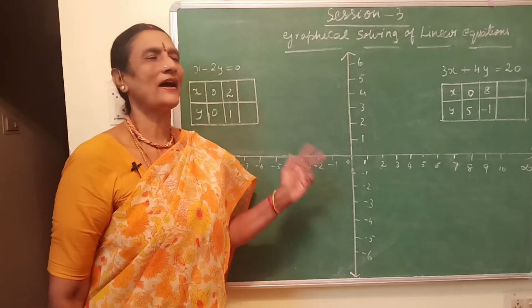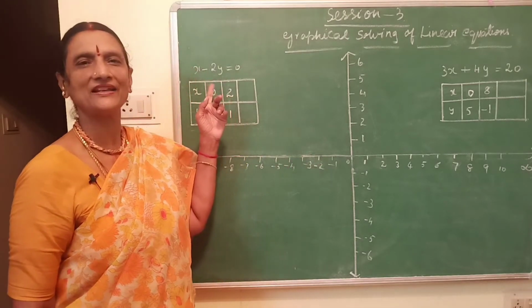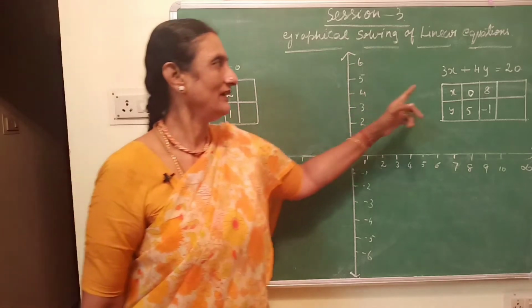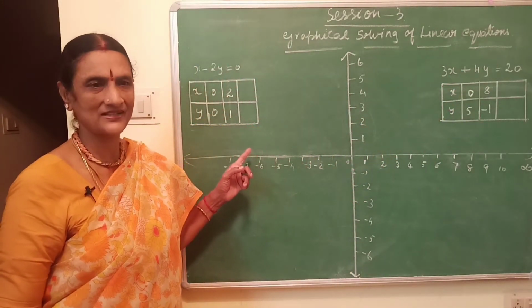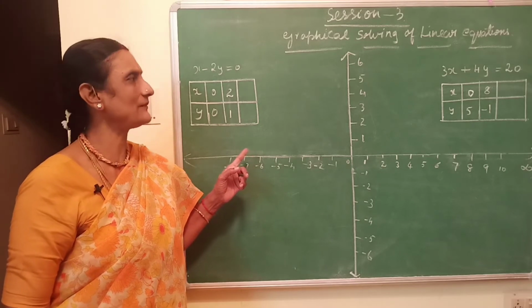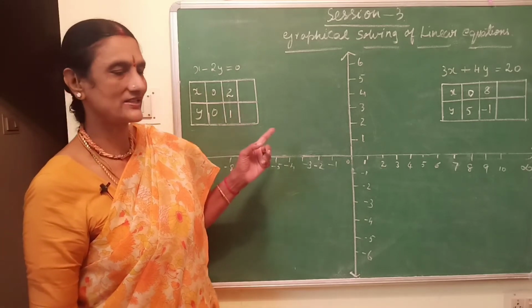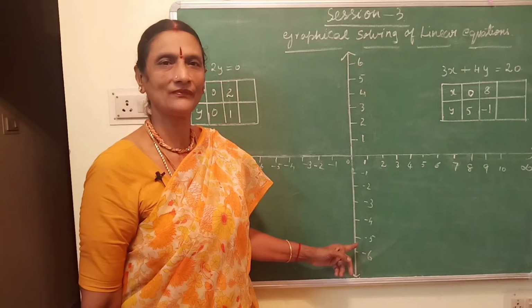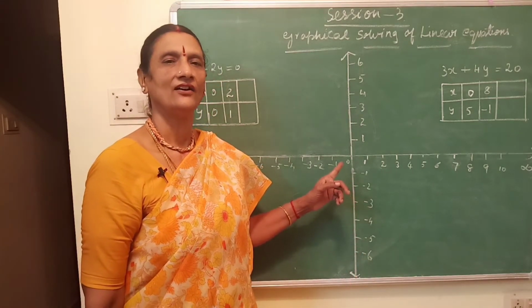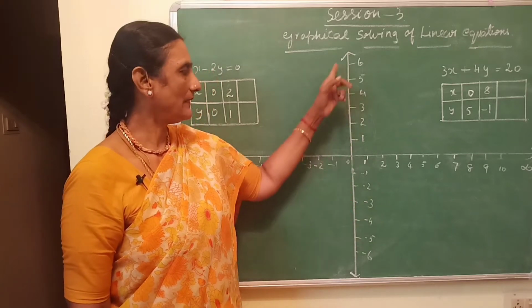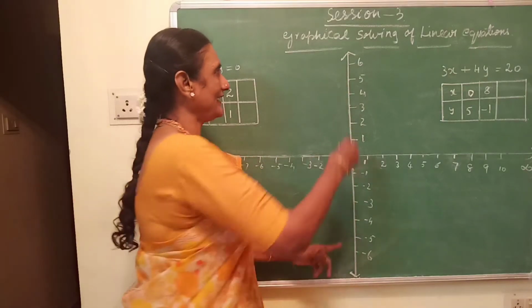Now I have taken two equations, x minus 2y equal to 0, 3x plus 4y is equal to 20, for solving these linear equations. Now graphical solving, so immediately you have to draw the coordinate axes on your graph paper. Mark x and y axis correctly.